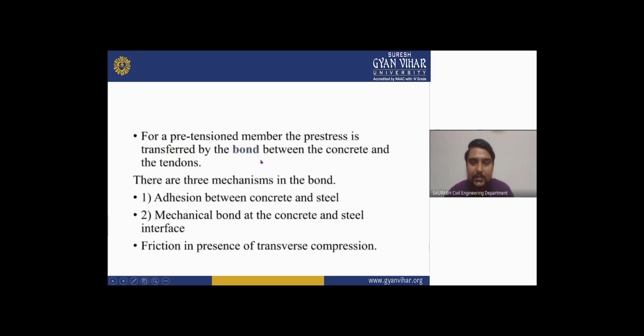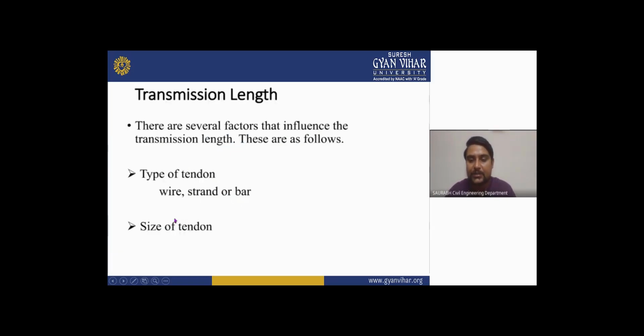For a pre-tensioned member, the pre-stress is transferred by the bond between the concrete and tendon. There are three mechanisms in the bond. First one is adhesion between the concrete and steel. Mechanical bond at the concrete and steel interface. Friction in pre-stressed concrete transfers compression. Now we will see the transmission length.